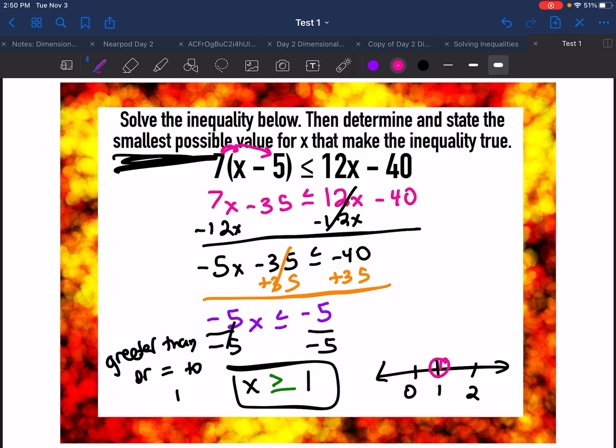This is going to be a closed circle because there's a line, that means 1 is part of my solution set and all the numbers to the right. So I really have two possibilities here. I have 1 and 2. They wanted the smallest possible number here. The smallest number there is 1. Technically 1, 2, 3, 4, 5, and so on are answers to this inequality, but because they wanted the smallest, we go with that. And there you go.